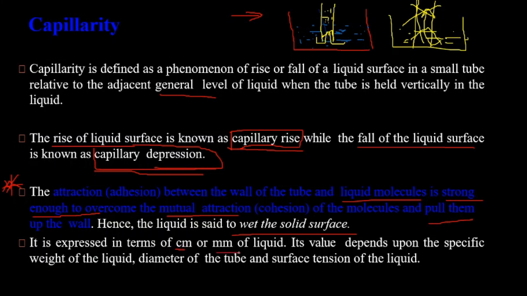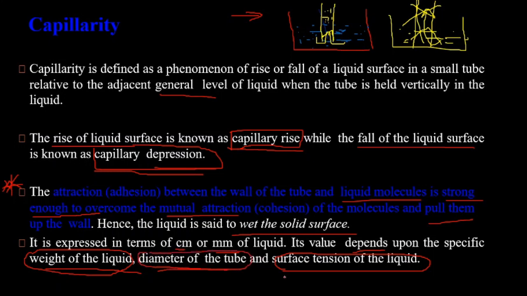Its value depends upon the specific weight. So its value depends upon what? Three things. It depends upon the specific weight of the liquid, the diameter of the tube, and also the surface tension of the liquid. So it depends upon these three factors. What is that? Specific weight of the liquid, whatever the liquid is, and the diameter of the tube which you insert, and also the surface tension of the liquid.